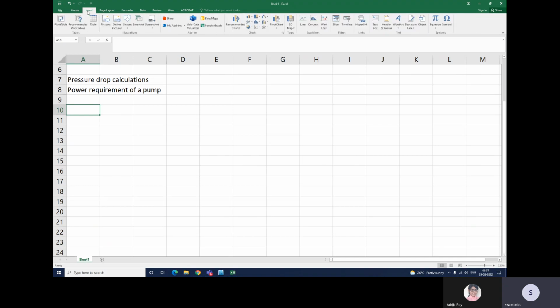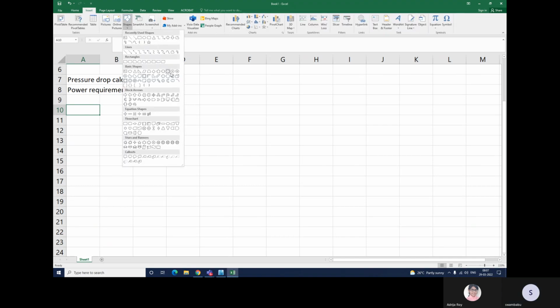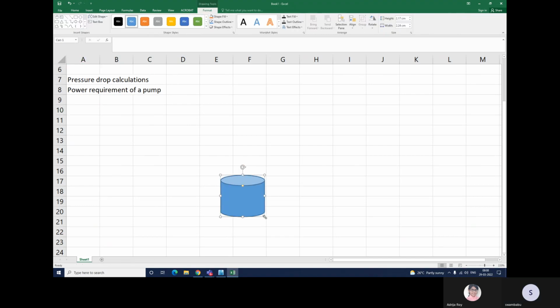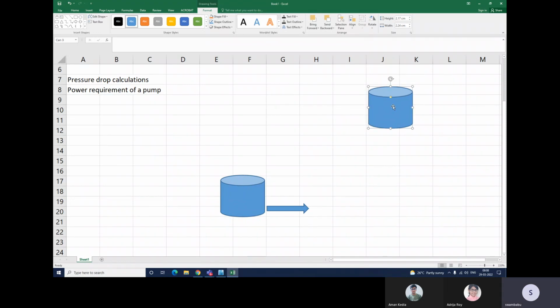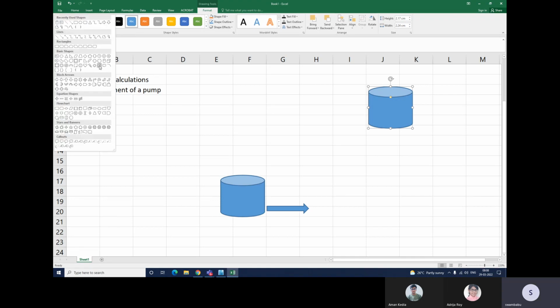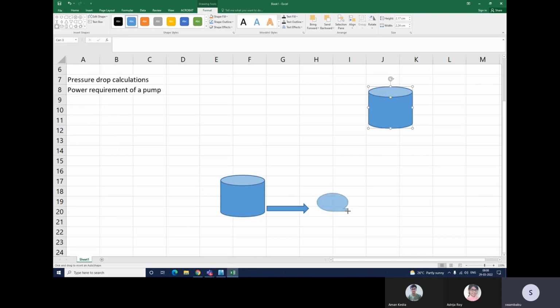So for example, we have a storage tank where they have stored the raw material, and this needs to be pumped to some other process. It could be a CSTR, it could be another storage tank, or it could be a reactor, or a distillation column or absorption column. We need to pump the fluid to that one. So in this line, we usually place a pump.